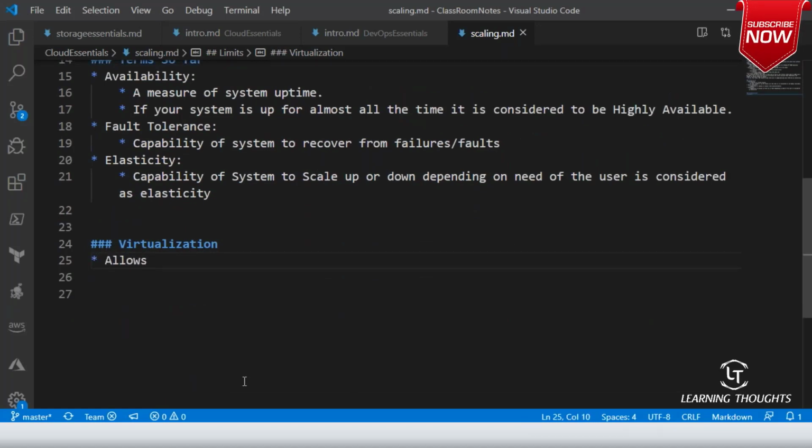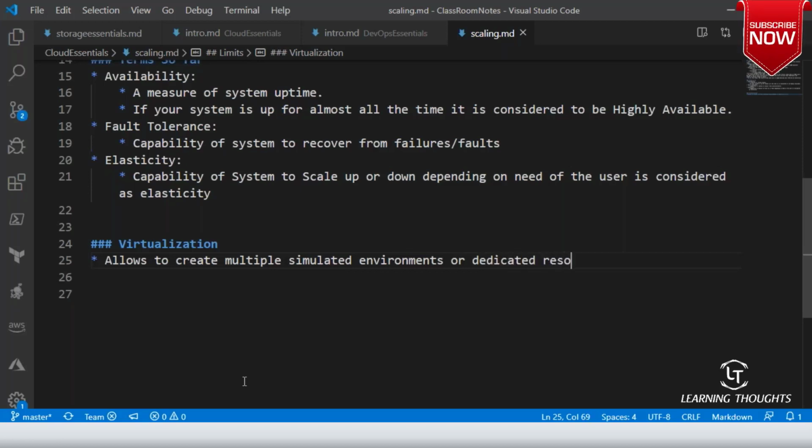Virtualization allows you to create multiple simulated environments, or you can call them dedicated resources, from a single physical hardware system.